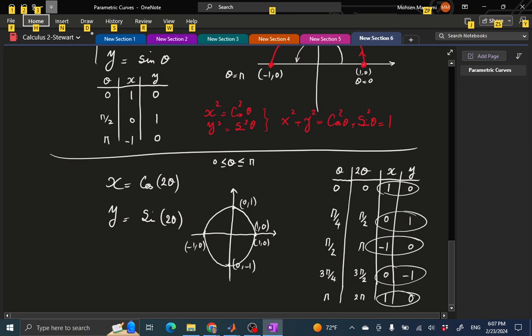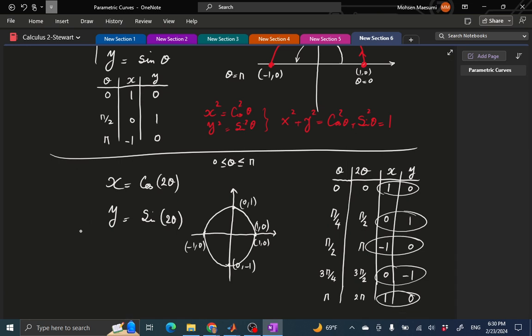So notice that theta ranged from 0 to pi, but since we are doubling it before feeding it to x or y, even though theta went from 0 to pi, we went through the entire circle. We went through all of this because now 2 theta went from 0 to 2 pi. So one thing we learned here is that you can manipulate the speed through this number that you see here.